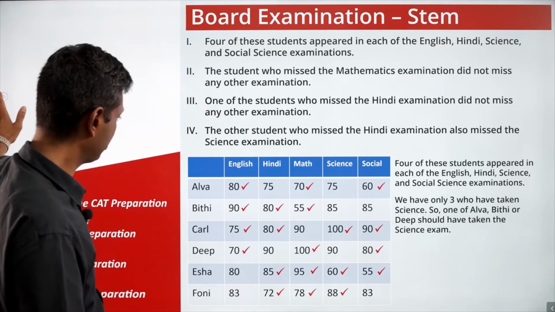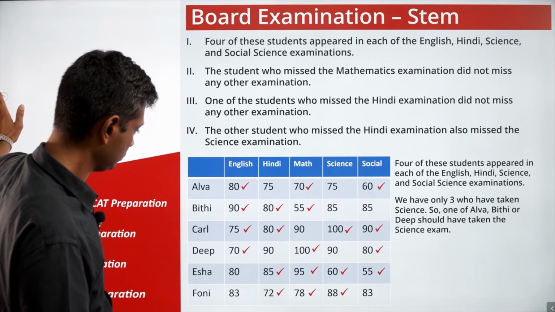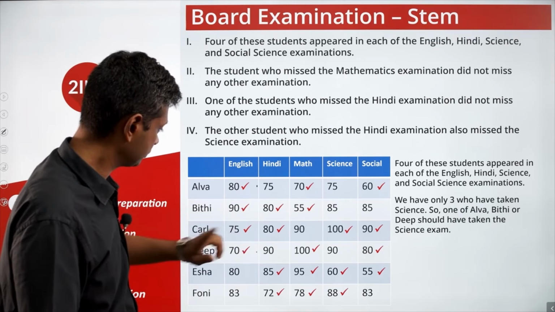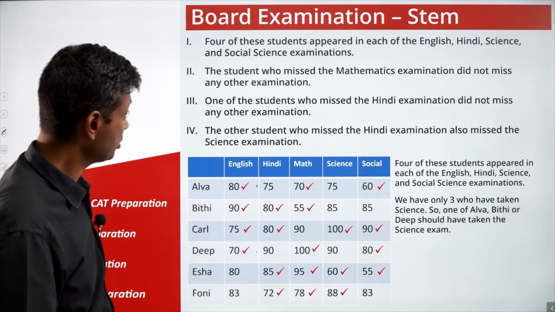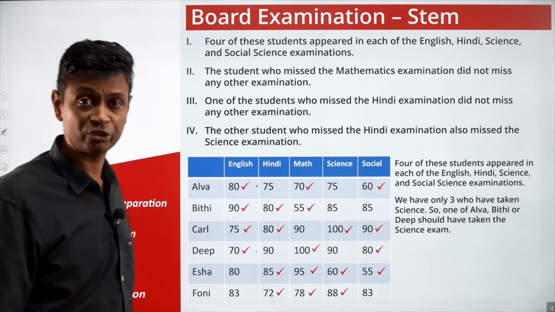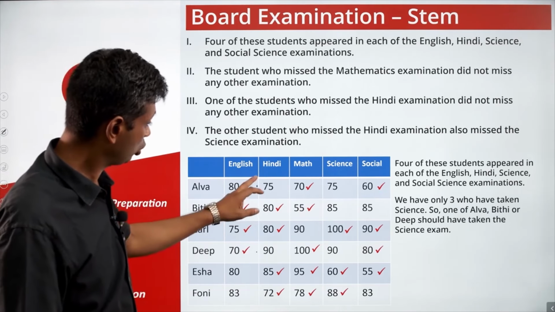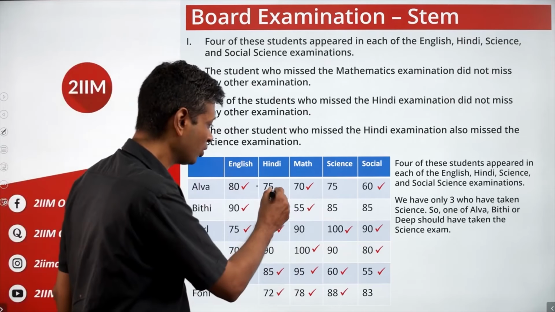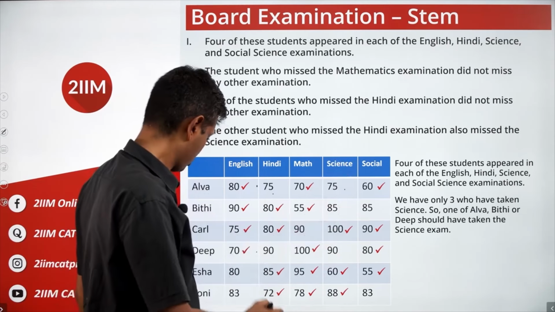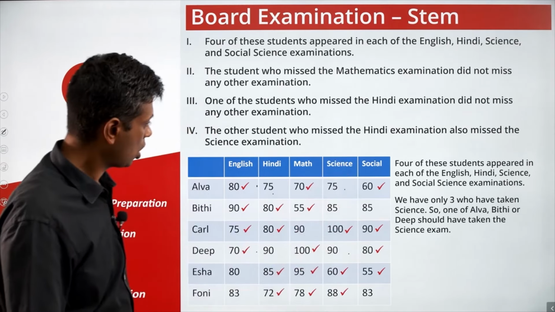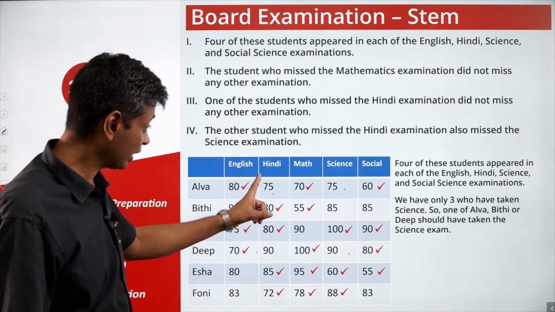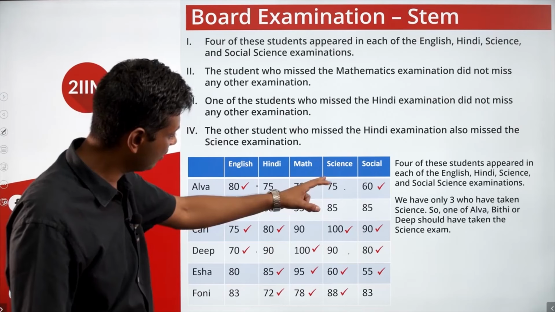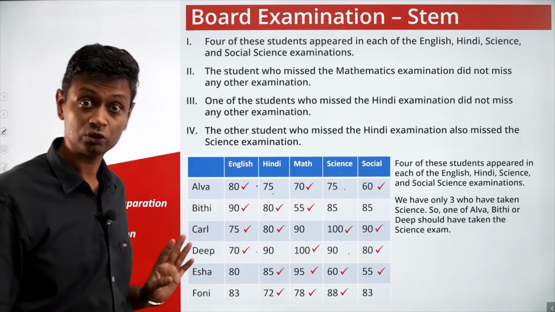So let's look at Hindi deeper. Hindi has been missed by Alva and Deep. One of these two missed science. The other did not miss. Funnily enough, for both of these, science is also empty. And so what does that mean? That means Alva could have missed Hindi and science, which means Deep would have attended science, or Alva could have missed Hindi only and attended science, right? Which means one of Alva and Deep attended science for sure.